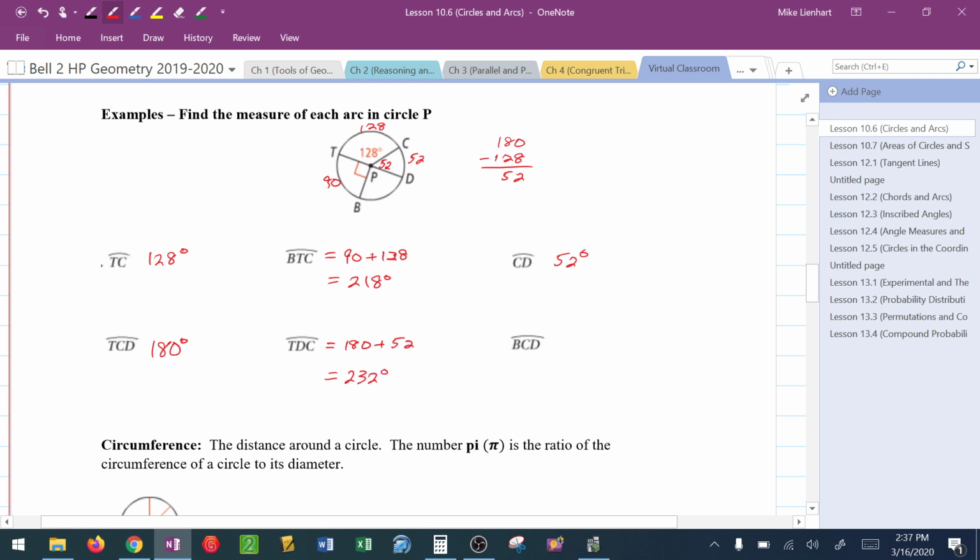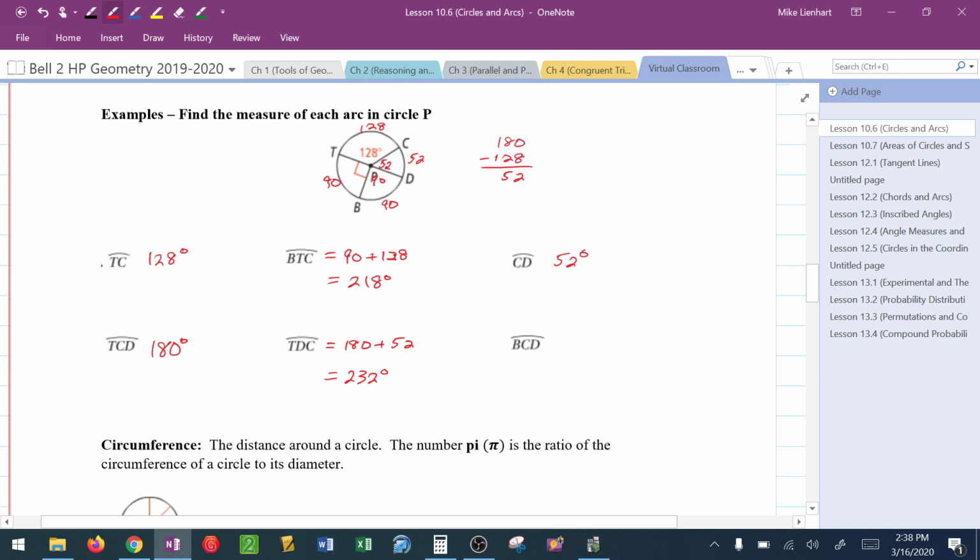Now, how about arc B all the way around through C to D? Again, B all the way around through C to finish out at D. Holy cow. Well, I'm going to do a different approach for this. I know that these two angles inside here, this angle is going to be 90, which means that arc is 90.